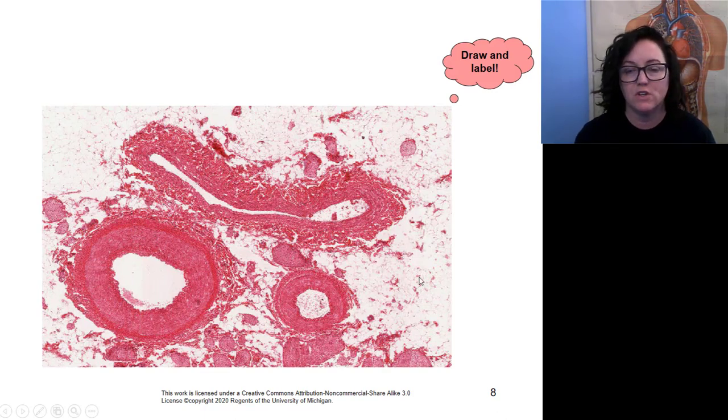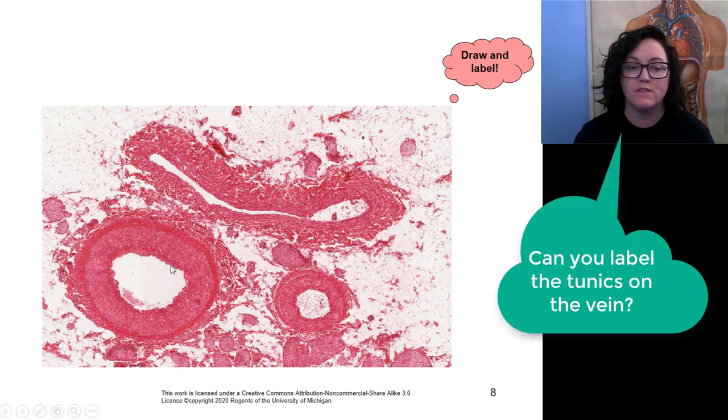I believe this is actually a histological slide taken from the umbilical cord because the umbilical cord contains two arteries and a vein. If we look at the artery, this layer here facing the lumen will be our tunica interna. This layer here is the tunica media with all that nice smooth muscle. And then this will be our tunica externa.